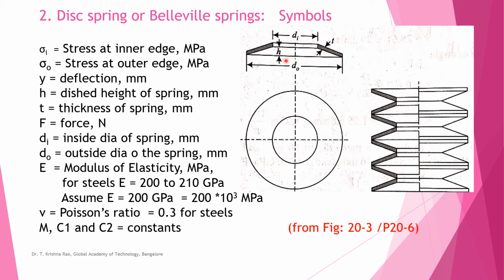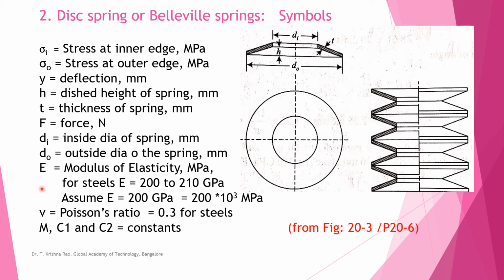Important is H. H is the height of the gap here. This H is also called the dished height of the spring. The dome height up to the inside, not outside. Up to the inside, the height is called the dished height of the spring. That is the gap between the bottom and the inside of the spring.